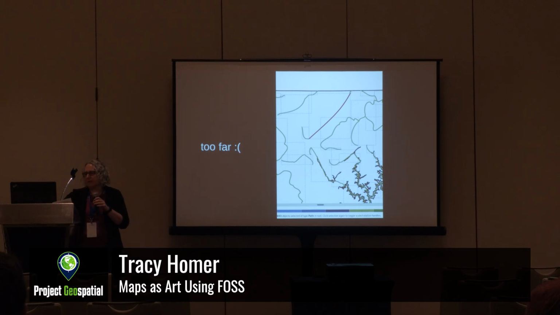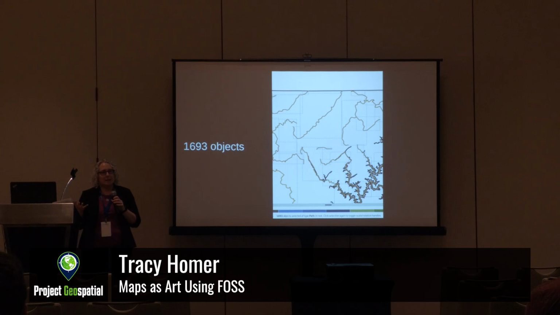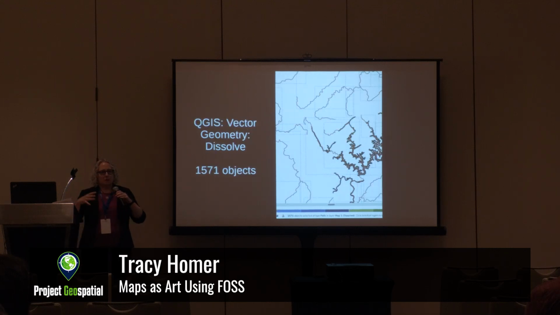Another problem is that there were 1,600 rivers, each their own object. To our eyes, you can see that they look like they're connected, but of course, in maps, that doesn't always mean that they're the same object. So QGIS has a dissolve function, which put them all into the same line in QGIS, but when I exported it into Inkscape, it still was 1,500 objects, so it didn't really help. It didn't actually put them together.